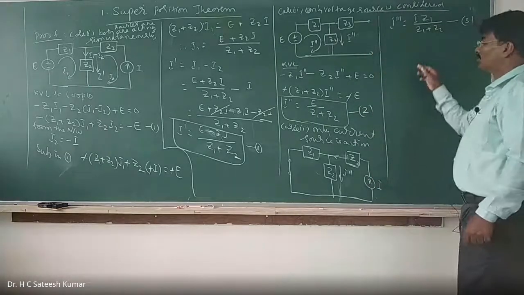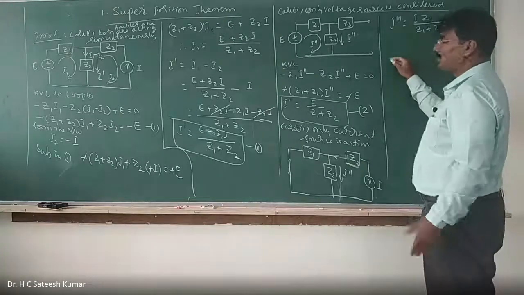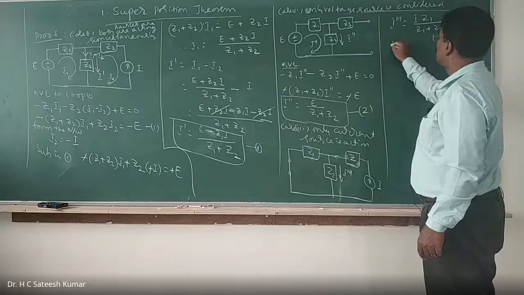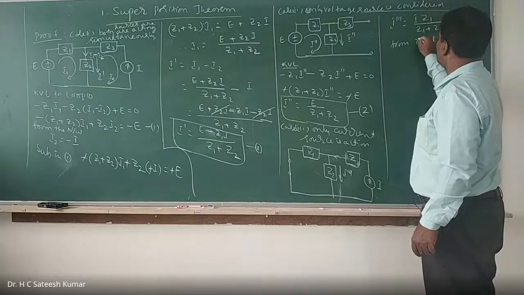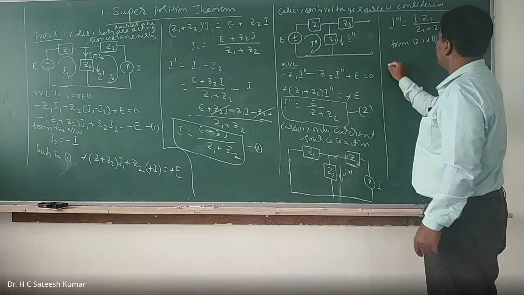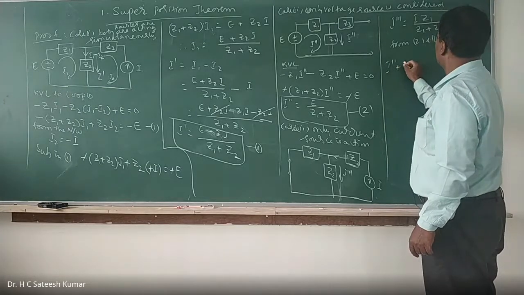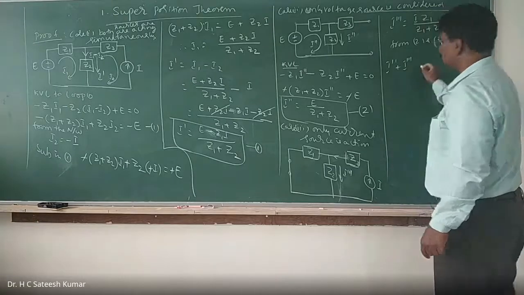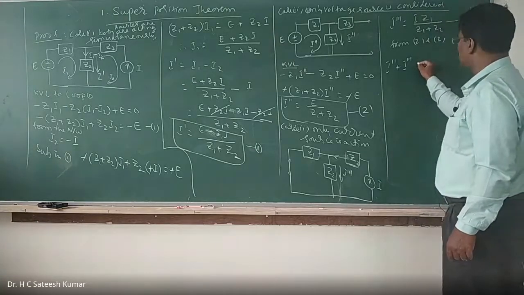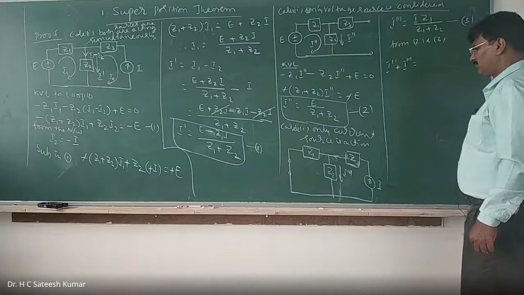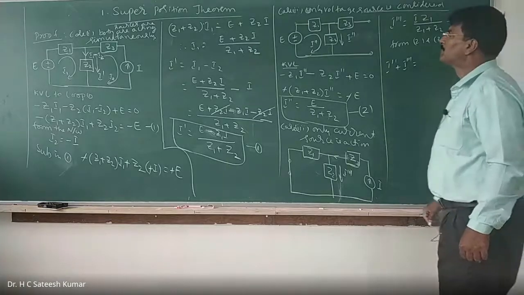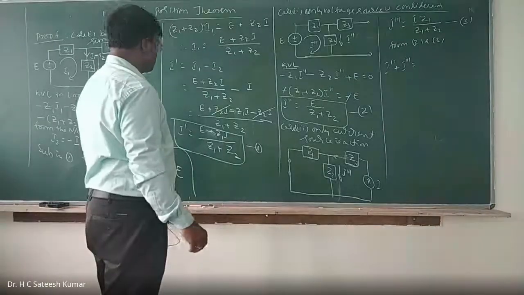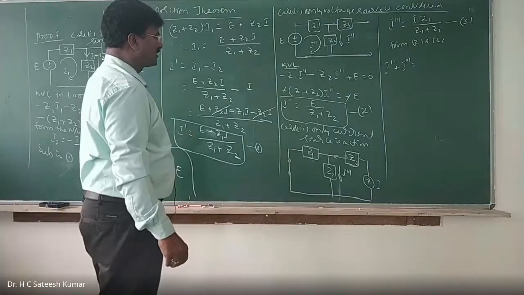Now add 2 and 3 and you should get 1. So what should you write? From 2 and 3, I double dash plus I triple dash. What do we have here?